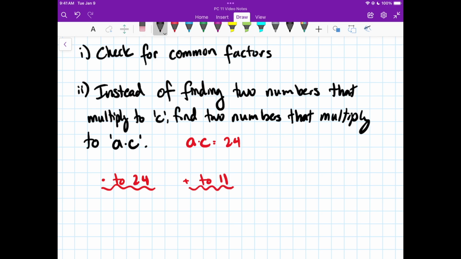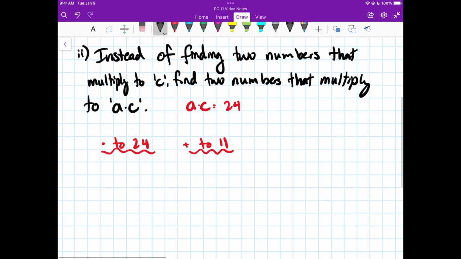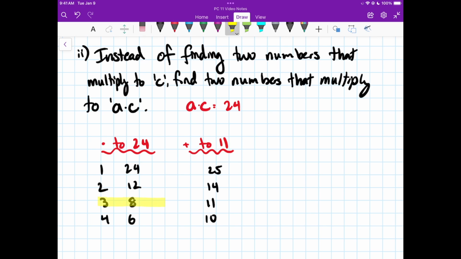And so some of you can probably just look at this and know what it is right away. Other people might need to make themselves a little list. So if we're thinking of the things that multiply to 24, well, it's 1 and 24, 2 and 12, 3 and 8, or 4 and 6. And so if we look at all those, the first pair is going to get you 25, the second pair is going to get you 14, the third one is going to get you 11, which is what we want, and the fourth pair is going to get you 10. So we want 3 and 8.